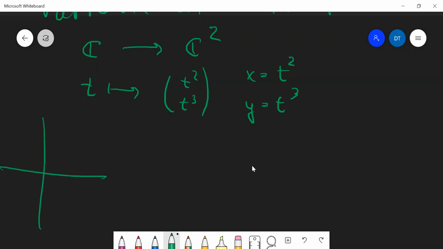But now you want the picture here. So if you allow me to write the picture like this. So this is your x axis and this is your y axis. And now let me think.